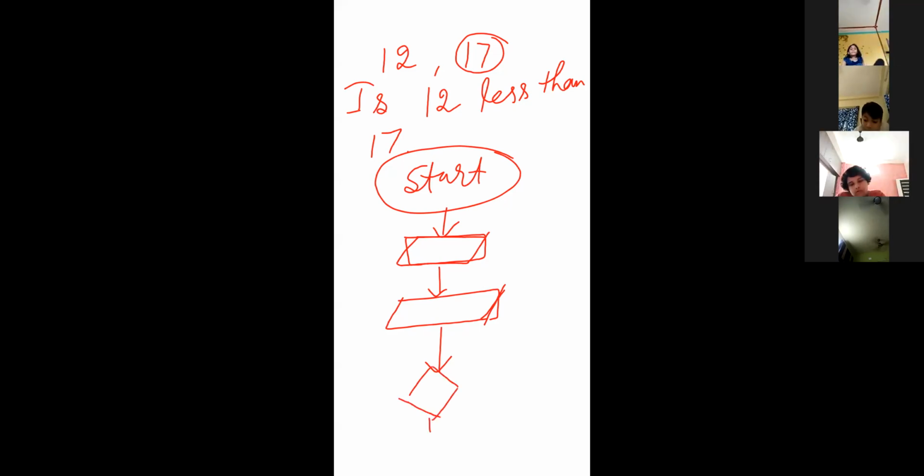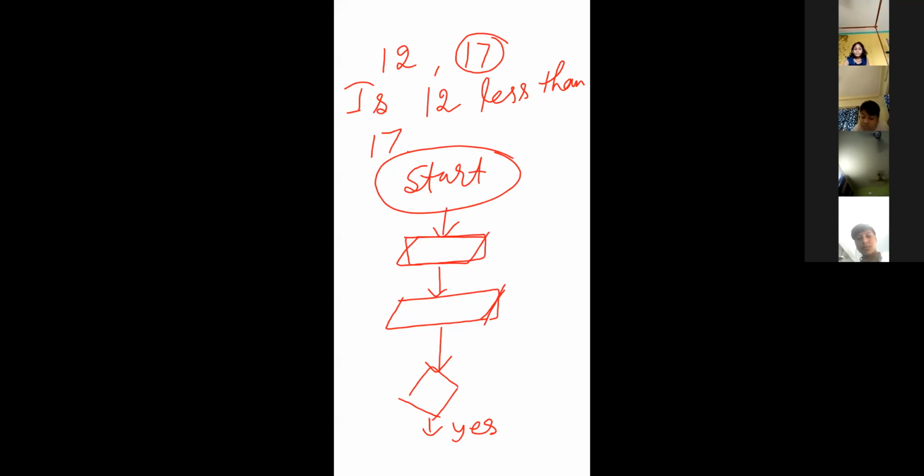Decision box. If it is yes, then stop. Suppose it is no, then also just write no, then stop. Got it? For yes, the first number is greater. For no, the second one is greater. Got it?